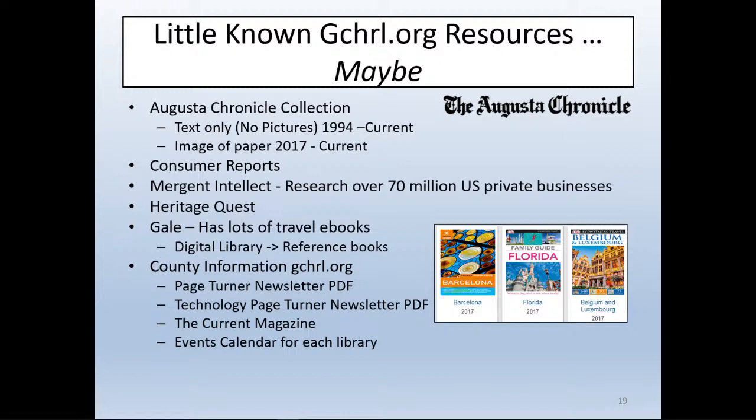There's also where you can actually access the Consumer Reports section. I think you need a Galileo password for that. The Mergent Intellect research, over 70 million U.S. private businesses are listed there, okay?